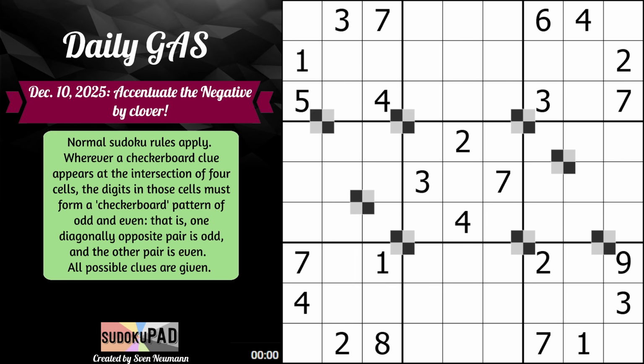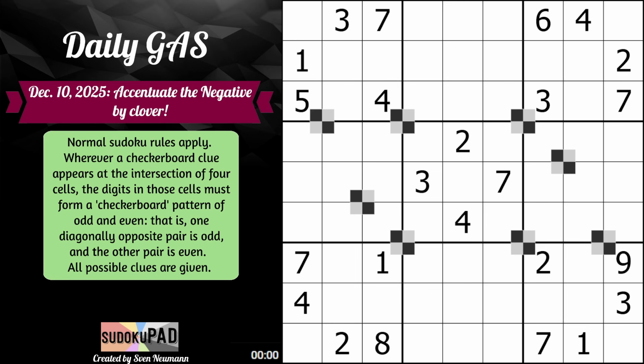So what are we faced with today? Well, normal Sudoku rules apply. Wherever a checkerboard clue appears at the intersection of four cells, the digits in those cells must form a checkerboard pattern of odd and even. That is, one diagonally opposite pair is odd and the other pair is even. All possible clues are given.